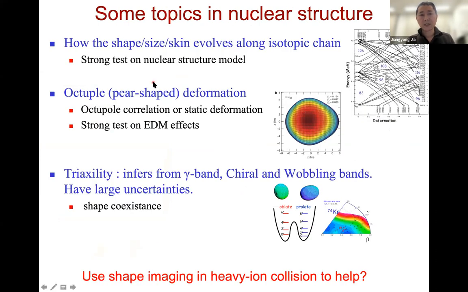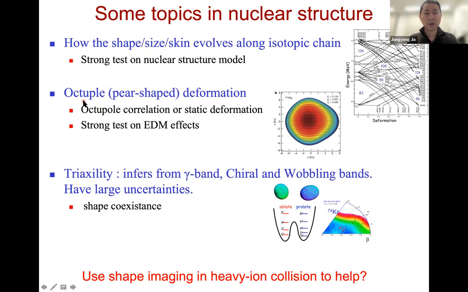The questions people ask in nuclear structure, there are a lot of questions. I don't really know the physics there, so I only read some review articles. And so there are many physics questions that they want to learn about, and the examples are given here, right? So people want to know how the shape, the size and the neutron skin evolve along the isotopic chain, right? Because if you understand this, you can really constrain the nuclear structure models. This is a very important direction people are working on.